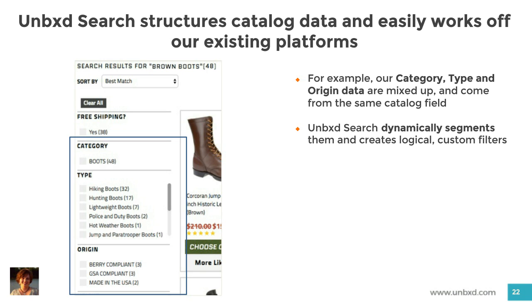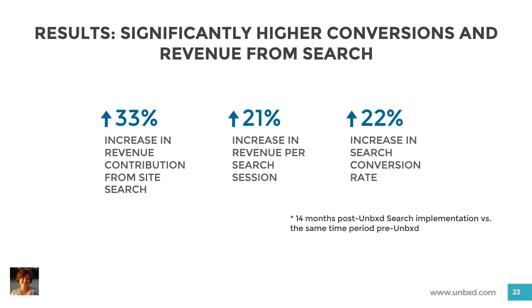So they separate out the category as boots. The type, which is actually just more categories, but the type of boot: hiking boot, hunting boot, weather boot. And then the origin. This was really important for our customers because a lot of times they're restricted on what they can purchase. Maybe it has to be made in the USA. So they're able to pull this data out as well. There's nothing unique about these in the back end that would separate them from each other. And Unbxd put logic in place to pull them apart, and it's useful for our customers.